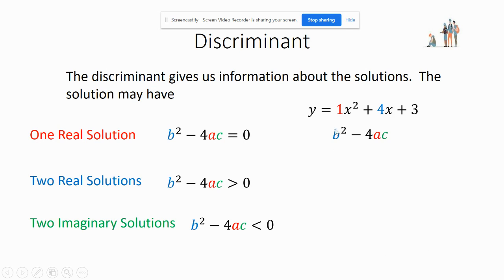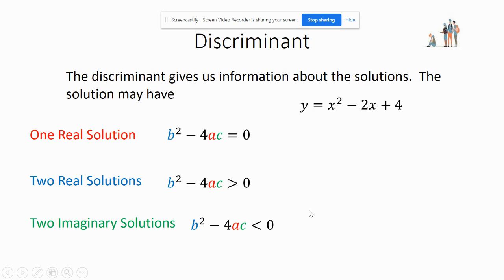Here I'm going to have a 1, a 4, and a 3. Once again, replace the b squared with 4 times 4, which will be 16. I put that 1 here, and the 3 for the c. 4 times 1 times 3 is 12. 16 minus 12 is 4. And I can square root 4, and it gives me two real solutions.